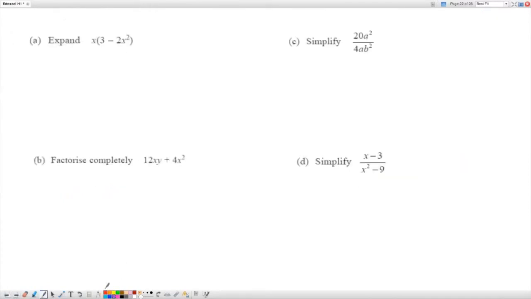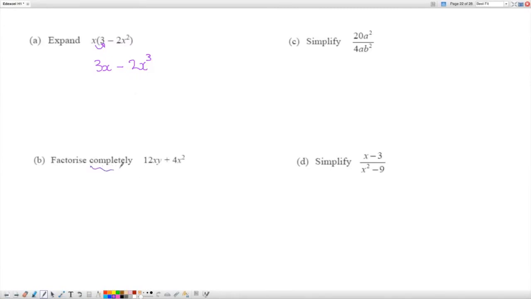The next question, we have a series of algebraic expressions we need to simplify, expand and factorise. First, we expand by multiplying the x by both terms in the brackets. x times 3 gives us 3x, number first, letter afterwards. Minus still stays, 2x, x times x squared gives us x cubed.